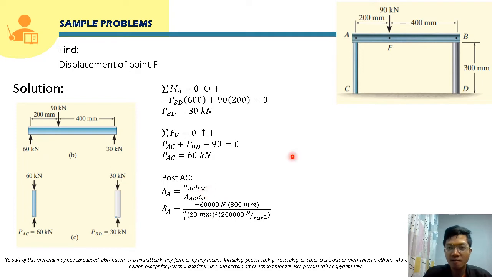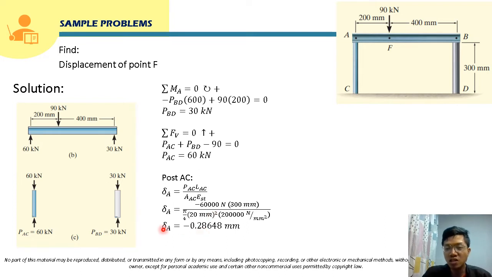Now for the length, the length of AC is 300 millimeter. For the area, the diameter is given, so we can solve for area. That is just pi over 4 d squared, where the diameter is 20 millimeter, times its modulus of elasticity, which is 200,000 megapascal. Solving for the deformation of post AC, that will be negative 0.28648 millimeter.